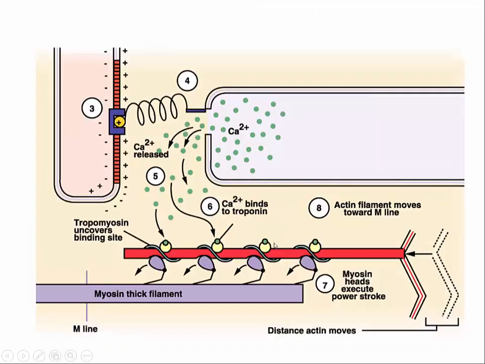Once the calcium comes off the troponin, that troponin-tropomyosin complex will cover back over the active site. The myosin heads cock back, but since the active site is now covered up, they're cocked back, ready to go, and there's no more binding to the thin filament, so the muscle relaxes.